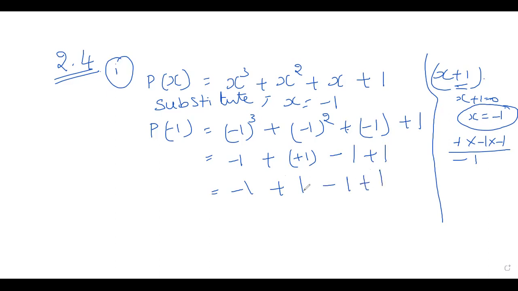Minus 1 plus 1 gets cancelled, so all will get cancelled. So the answer is 0. We are getting the remainder 0. Then we can say x plus 1 is a factor of the polynomial x cube plus x square plus x plus 1. Okay, children, by the factor theorem, it is a factor of the given polynomial. Let us see the next one.